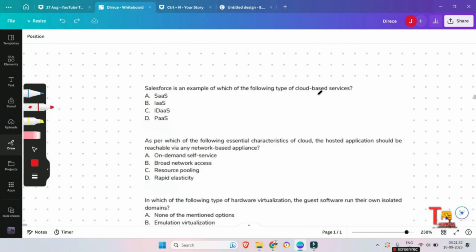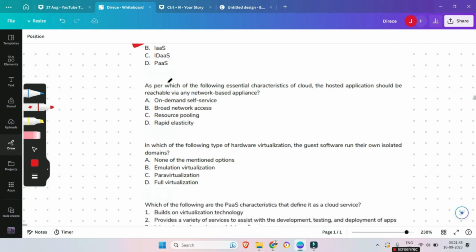Is an example of which of the following types of cloud-based service? SaaS, IaaS, IDaaS, or PaaS? Okay, let me answer that. First option A will be the correct answer, SaaS, right? Software as a Service.